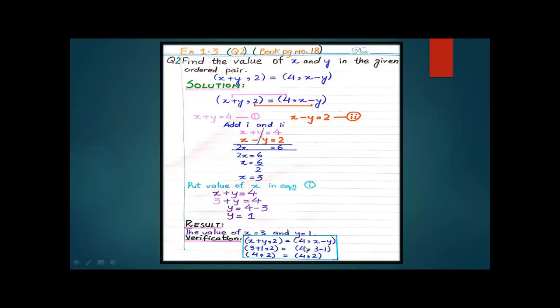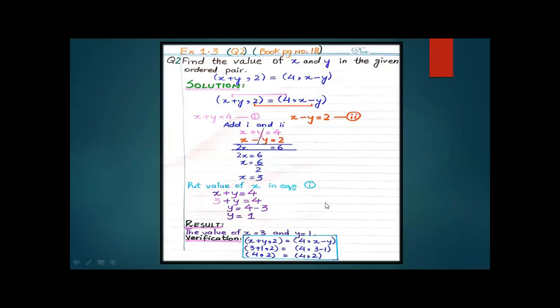Now the second ordered pair, 4 comma x minus y. The value of x is 3, the value of y is 1. So 3 minus 1 is 2. 4 comma 2. So now let's see that both ordered pairs are equal. Both x ordinates of both ordered pairs are 4. The y ordinate of both ordered pairs is 2. This is an example of ordered pair.